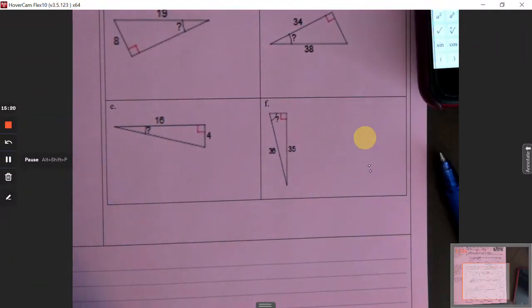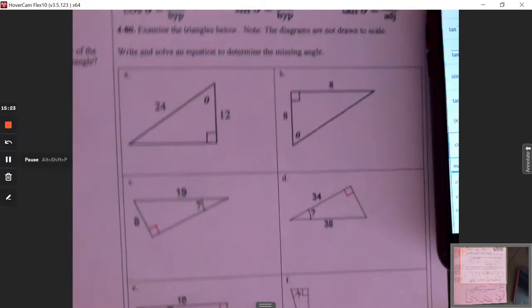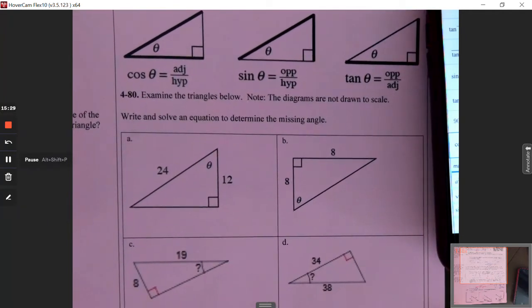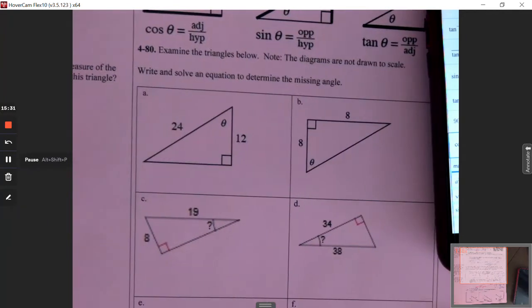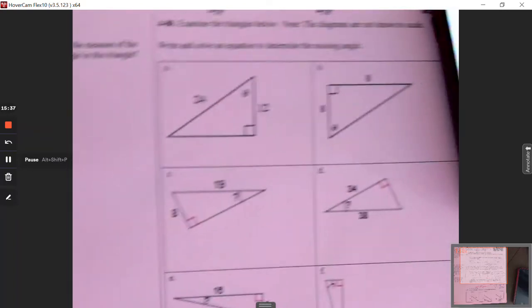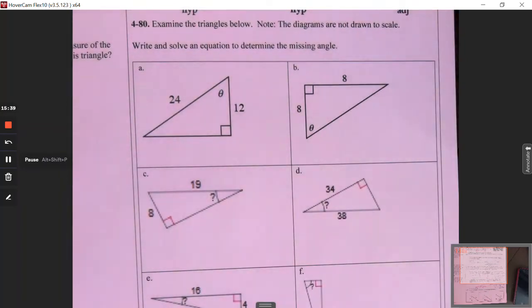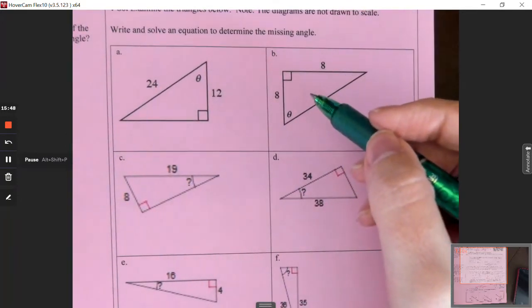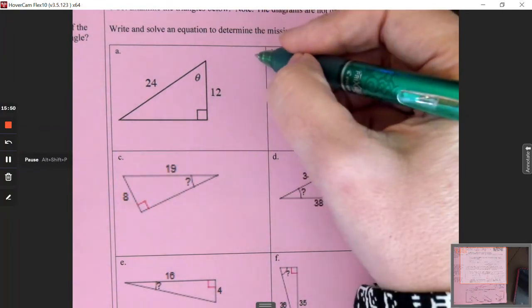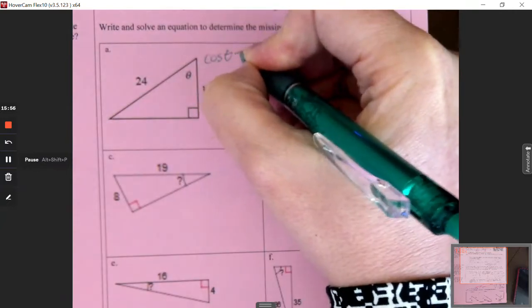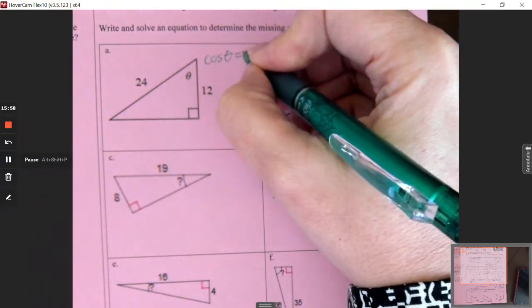So sine, cosine, or tangent? Cosine. Adjacent over hypotenuse. Oh, hey, I got 1/2 again. What is it? 1/2 is associated with 30 and 60, right? So which one do you think it is? 30 or 60? It's 60 degrees.